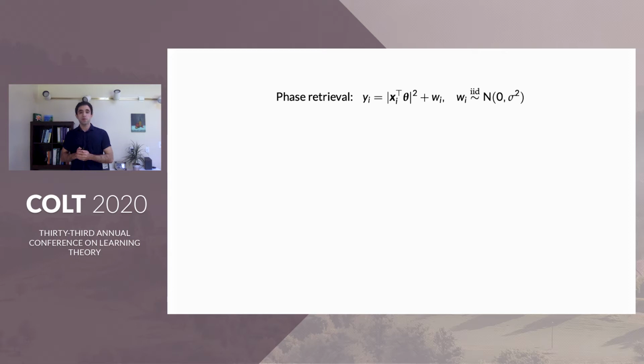In phase retrieval, we would like to estimate an unknown high-dimensional vector theta, and we receive linear measurements of theta, but only get to see the magnitude of these measurements, possibly corrupted by noise. A natural approach to estimation in this model is to use the least squares estimator, which is defined as the minimizer of this least squares objective. This objective is highly non-convex, so we may be concerned that it will be difficult to compute this minimizer.